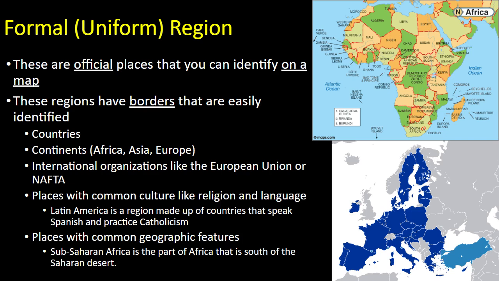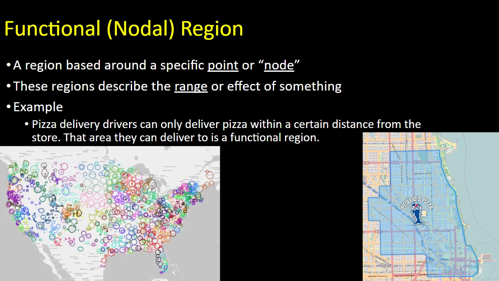All right. Okay, the second type of region is called a functional region, also sometimes called nodal, because the AP exam hates you and they like to use weird words.